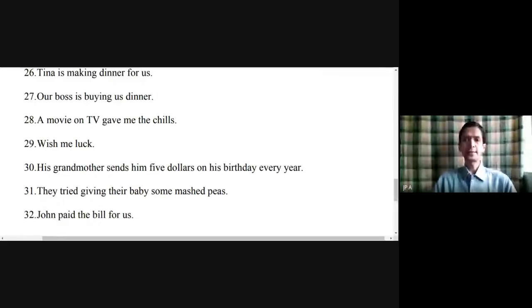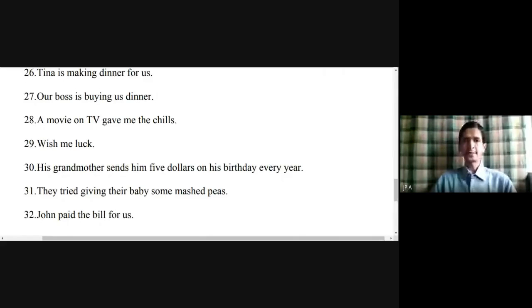For whom? Us. So us is the direct object. I mean indirect object, correct. Us is the indirect object. Dinner is the direct object. Us is the indirect object. Very good.